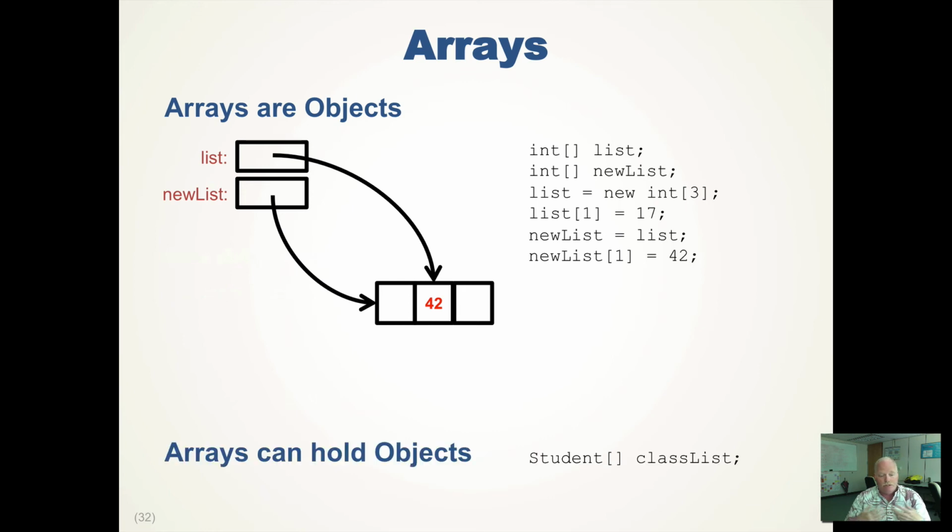And we can create arrays of objects. Again, it's just the same thing. This declares an array of students called class list. It doesn't allocate any space. It doesn't initialize any students. It just declares a variable.